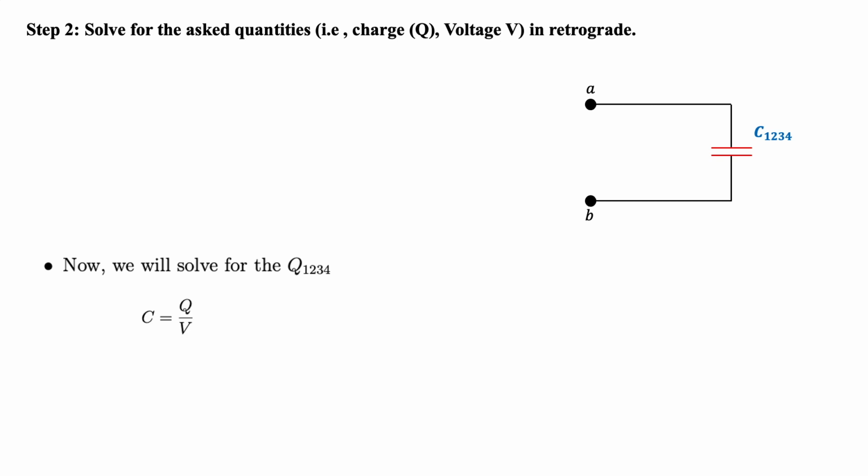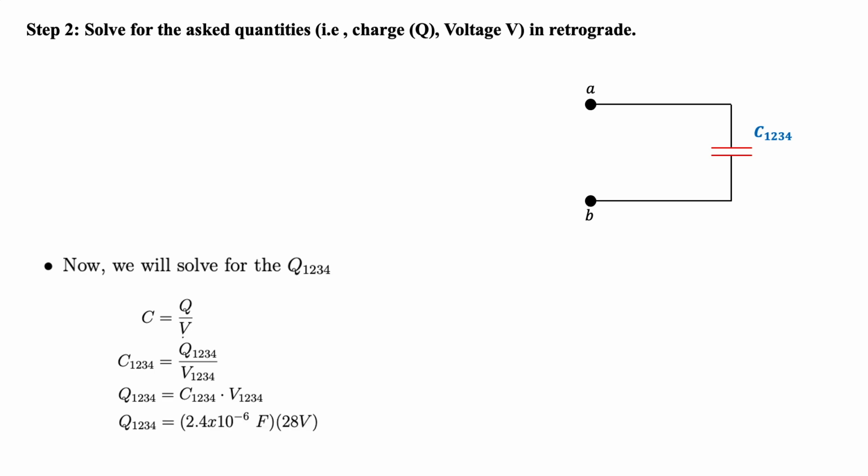Now recall from your definition of capacitance, it is just the charge Q per voltage. So the capacitance of the capacitor 1, 2, 3, 4 will just be the charge of 1, 2, 3, 4 over the voltage at 1, 2, 3, 4. Now I will be solving for Q, so I have to multiply my capacitance and voltage.